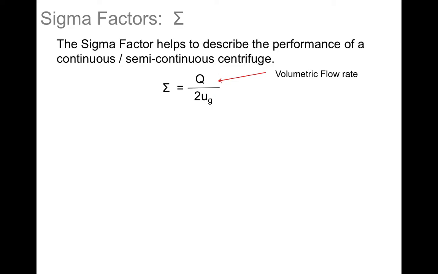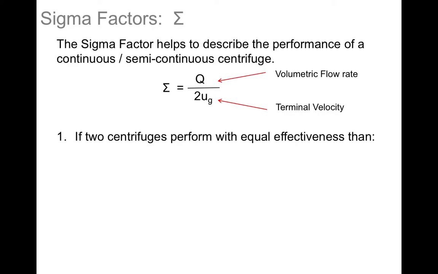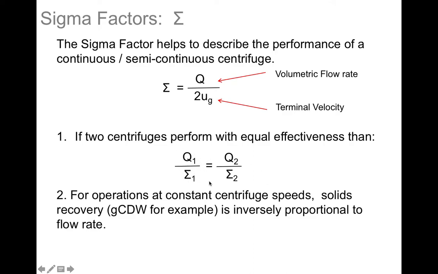So you have the volumetric flow rate, this would be liters per minute, liters per hour, liters per time, and the terminal velocity, which would be equivalent in our case to the terminal velocity we calculated for the different cell types. So if two centrifuges perform with equal effectiveness, then the ratio of the flow rate to the sigma factors are equal. Right? So these would be equally effective centrifuges. For operations at constant centrifuge speeds, solids recovery is inversely proportional to flow rate. And this is actually pretty important, and we'll go through an example of that.